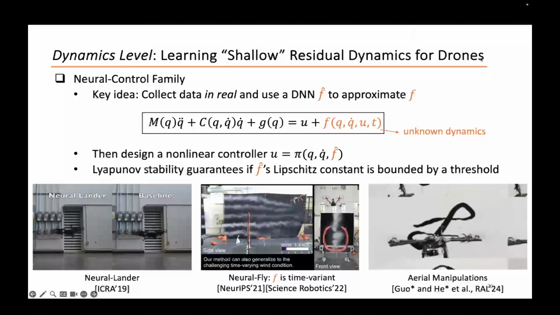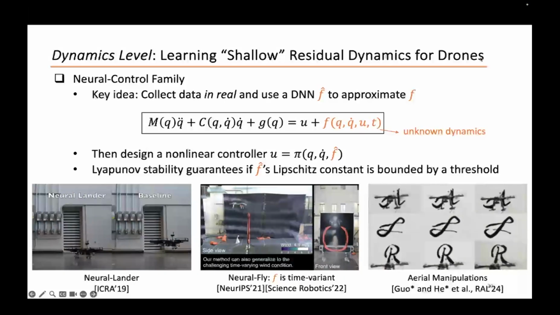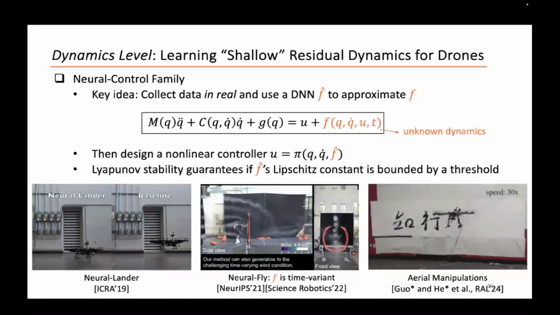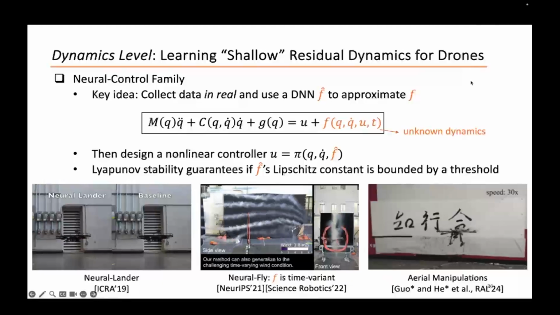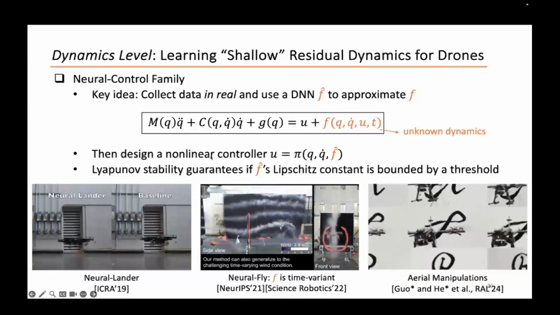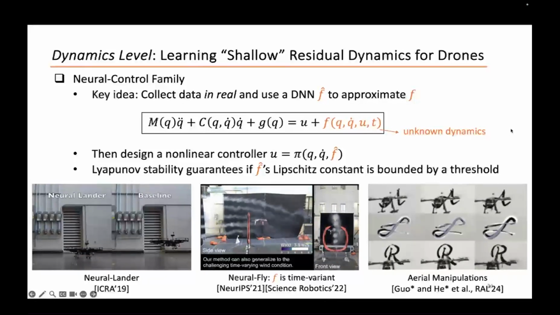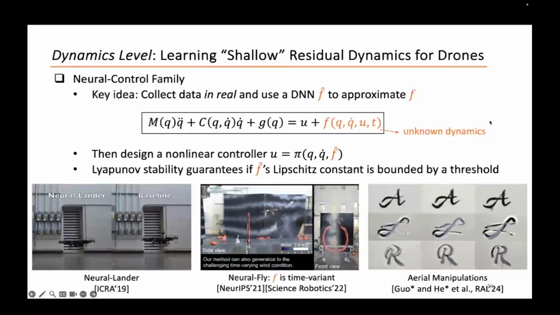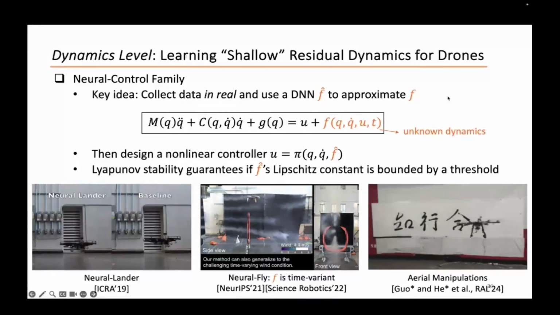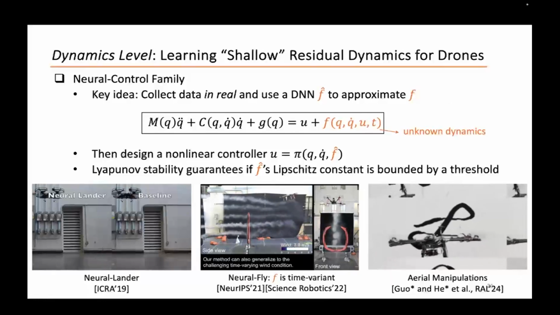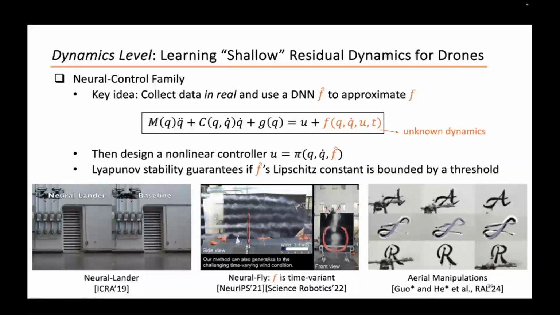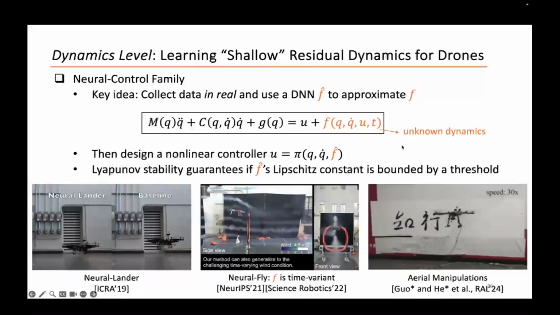I did a lot of this work already in my PhD back in 2018, but at that time I was learning shallow residual dynamics for simple systems like quadrotors. The idea is quite straightforward. In this equation, the black part is well known. It's just rigid body dynamics. And the orange part is very hard to know. This is general unknown dynamics, something like aerodynamics for a drone. So the key idea at that time was to use a small neural network to learn this F term from real world data. The pipeline is very simple.